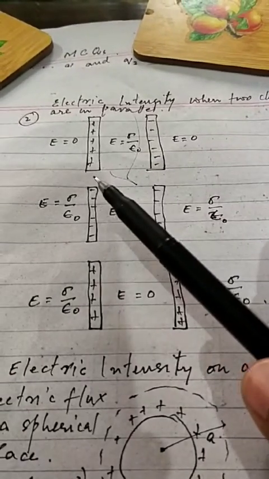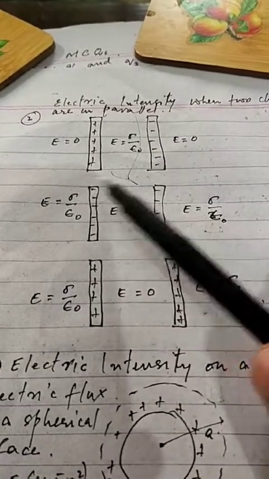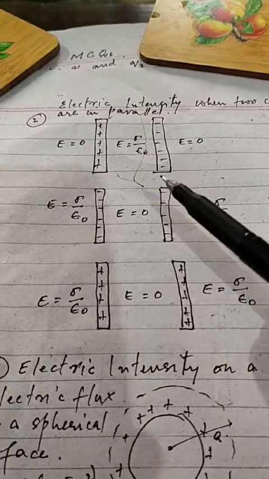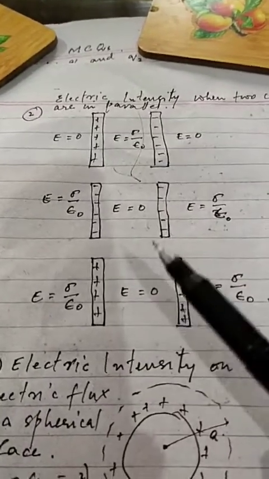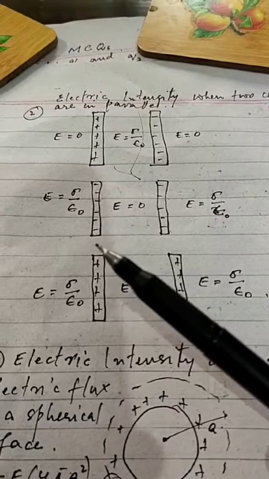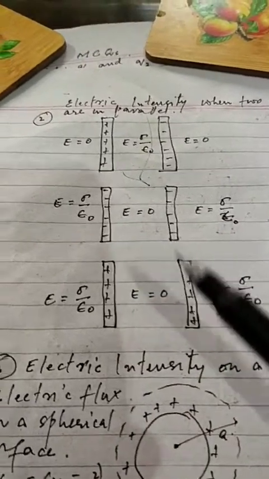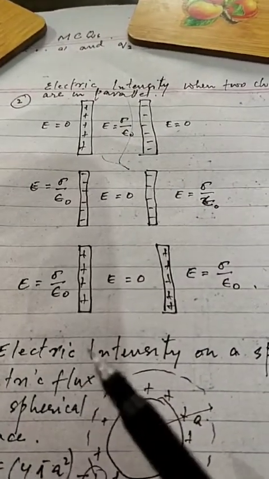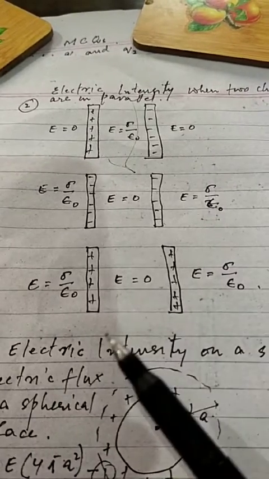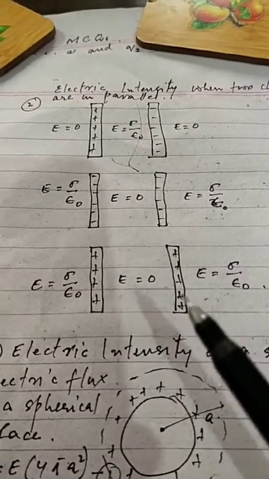In this situation, you have 3 options. Number 1, when 2 charge sheets, one positive and another negative, are placed in parallel. Can you see on the screen? Second option is when 2 negative charge sheets are placed in parallel. And the third option is when 2 positive charge sheets are placed in parallel. You can see on this screen.